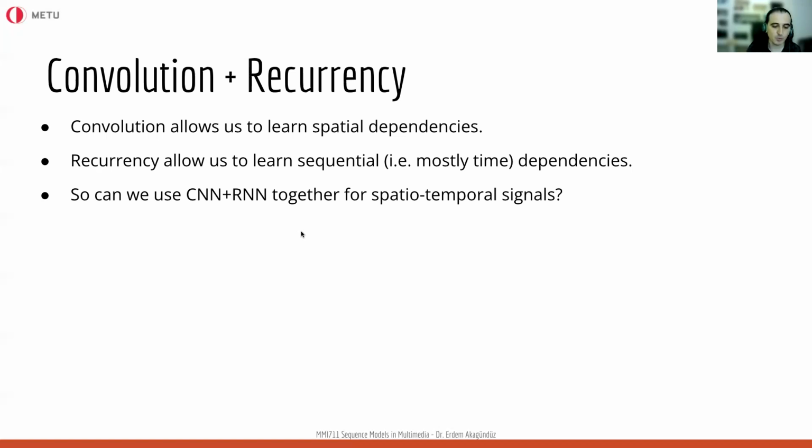But with convolution, we get the abstract features. With recurrency, we learn the sequence model, and we get the dependencies within the sequence, in the sequence dimension. So we use an architecture that has a CNN first, then serially connected an RNN later, together for spatial temporal signals.